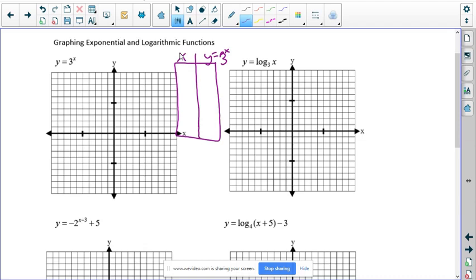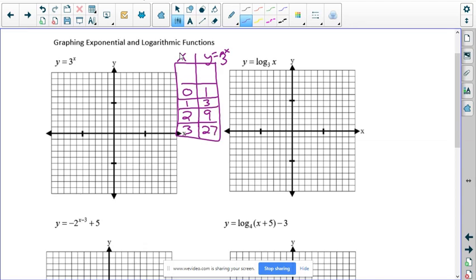Now, if we say we inputted 0, we'd have 3 to the 0th power. Well, 3 to the 0th power is 1, because anything to the 0th power is 1. If we put 1 as the exponent, 3 to the first power is 3. If we put 2 as the exponent, 3 to the second power is 9. And if we put 3 as the exponent, we get a y value of 27, because it'd be 3 to the third, or 3 times 3 times 3.